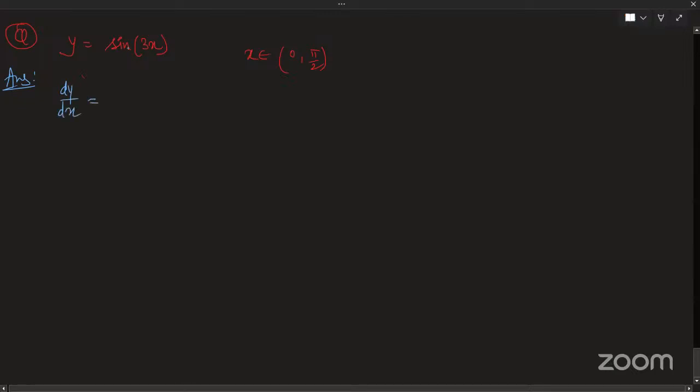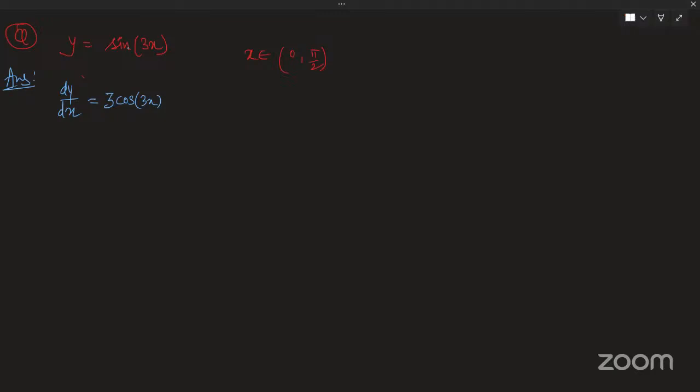Cos of 3x, into 3. So it is 3 cos 3x. Right, I can write it as 3 cos 3x. Correct? Okay. So 3 into cos of 3x. So in order to check how cos of 3x is working.